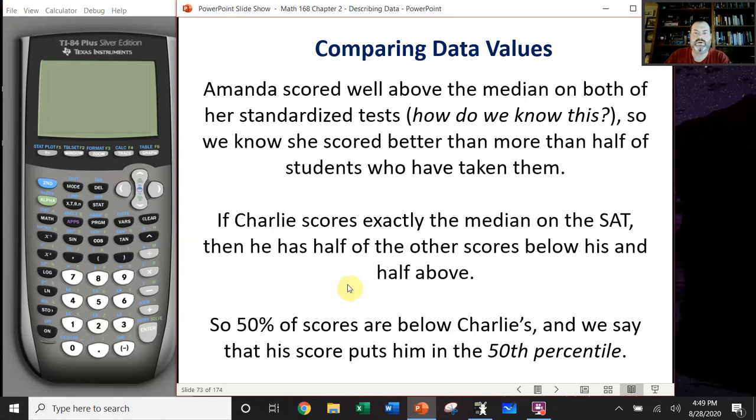So let's say Charlie scores exactly the median on the SAT. Then he has half of the other scores below his and half above. Let's say Charlie is a perfectly average student, scores exactly the median. So 50% of scores are below Charlie's, and we say that his score puts him in the 50th percentile. Whenever you take a standardized test, the results, when you get them back, compare your score to the score of everybody else who took the test. And it's often shown as a percentile.